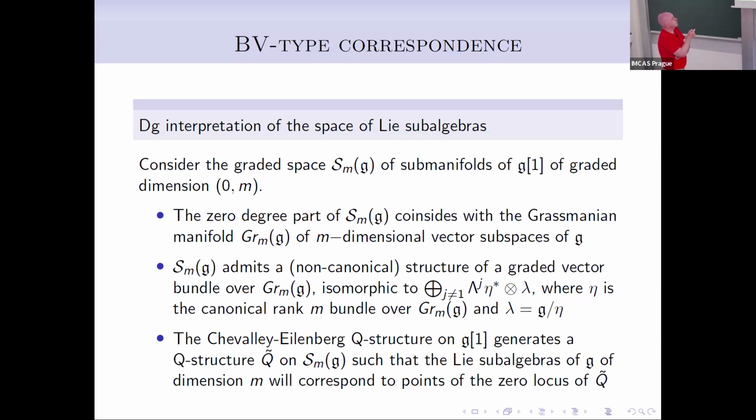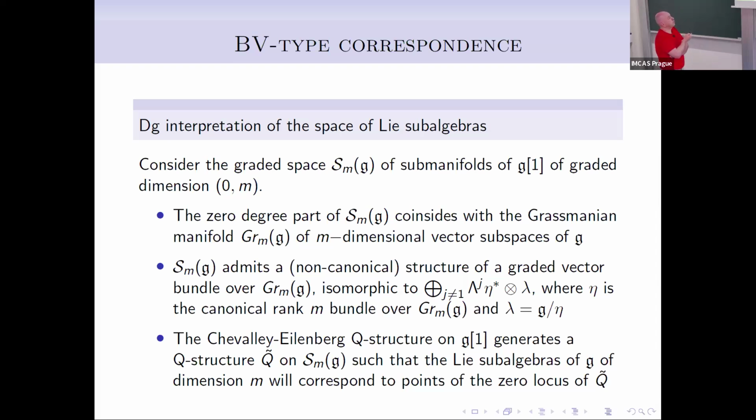Now let's try to understand what this means geometrically. Again, it's a toy model, and in this case everything is finite dimensional, so it works pretty well as a toy model explanation of what happens. As I said, DG submanifolds of dimension m correspond to Lie subalgebras. So let's consider the graded space of submanifolds of graded dimension 0|m.